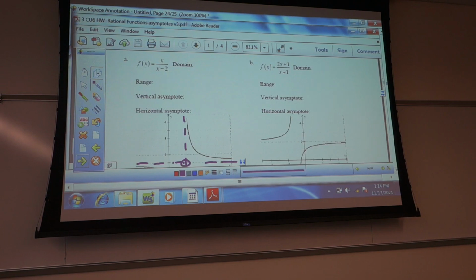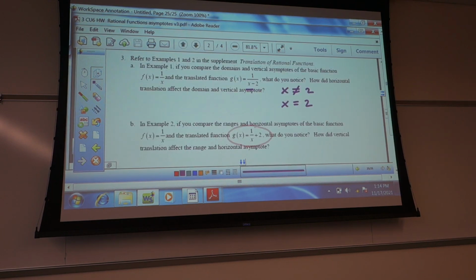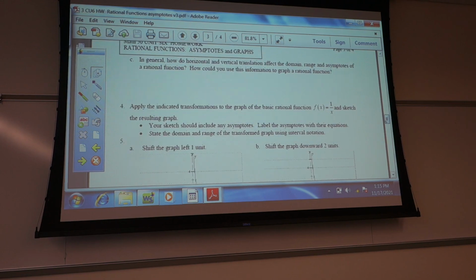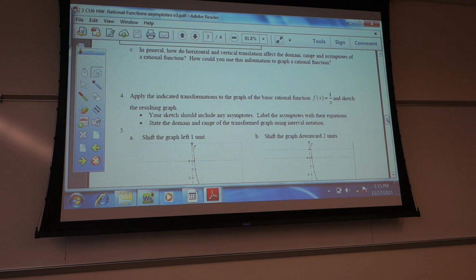So you just look at the function, right here, and just look at the inside. It goes right 2, right? So if I translate vertically up and down, that means the range and asymptote go up and down as well. Range and asymptote. It went up two, I shifted up two. They go with it. So don't worry about C. It's the same thing we just said.